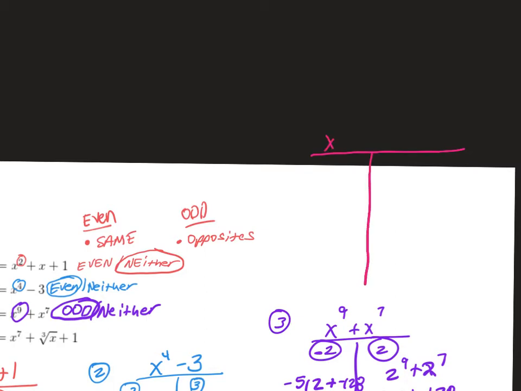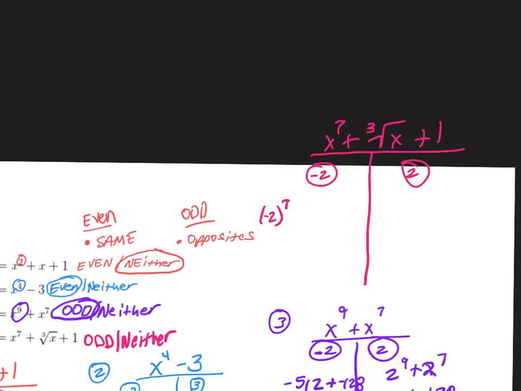It's x to the 7th plus the cube root of x plus 1. All right, the highest exponent that I see is a 7. That's an odd number, so it's either going to be odd or neither. Again, you can pick any number you want. I'll use -2 and +2. So you have -2 to the 7th power plus the cube root of -2 plus 1. We just did this. 2 to the 7th power is 128, right? So this is -128 plus the cube root of -2 plus 1.